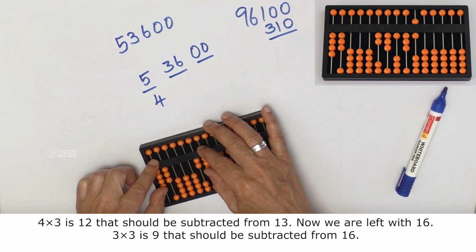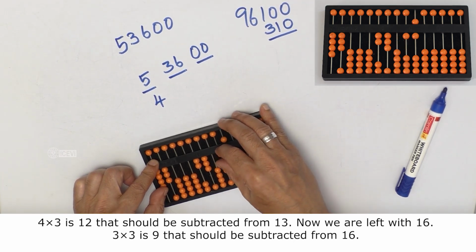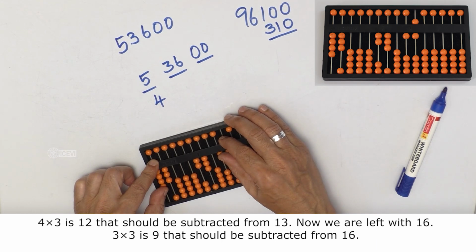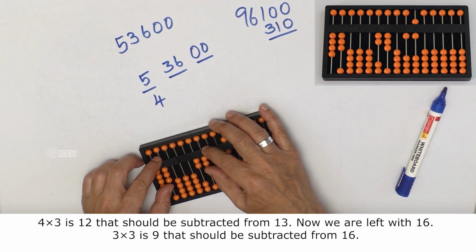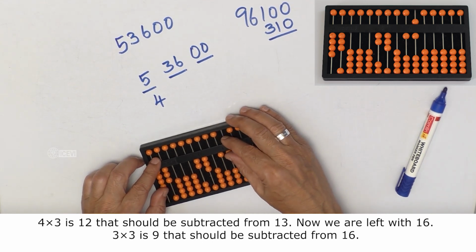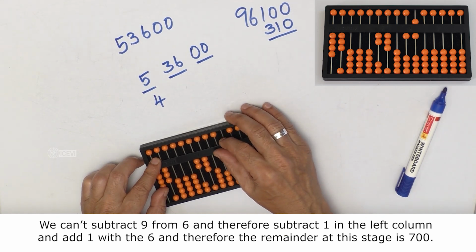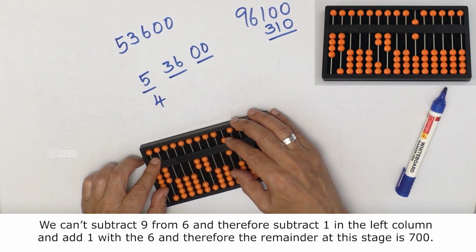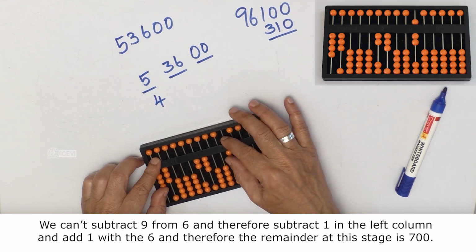Now 3 is multiplied with 43, that should be subtracted from 136. 4 multiplied by 3 is 12 and that should be subtracted from 13 and you have the remaining value as 16 in this stage. 3 by 3 is 9, that should be subtracted from 16. So we can't subtract 9 from 6 and therefore subtract 1 in the left column and add 1 with the 6 and therefore the remainder at this stage is 700.